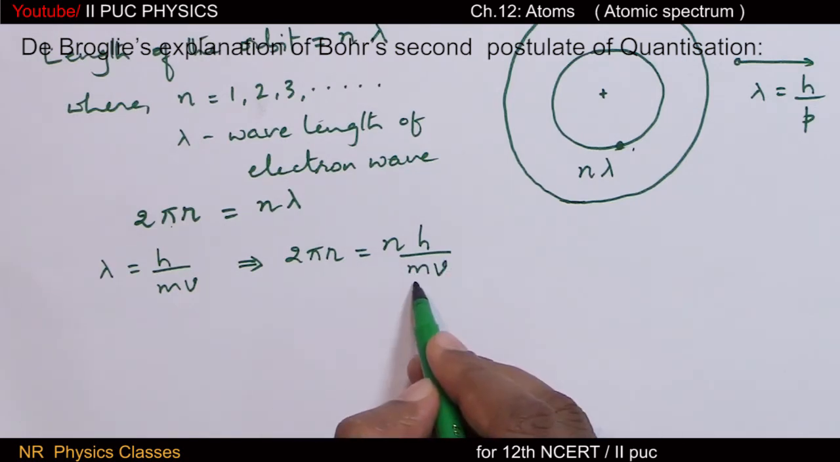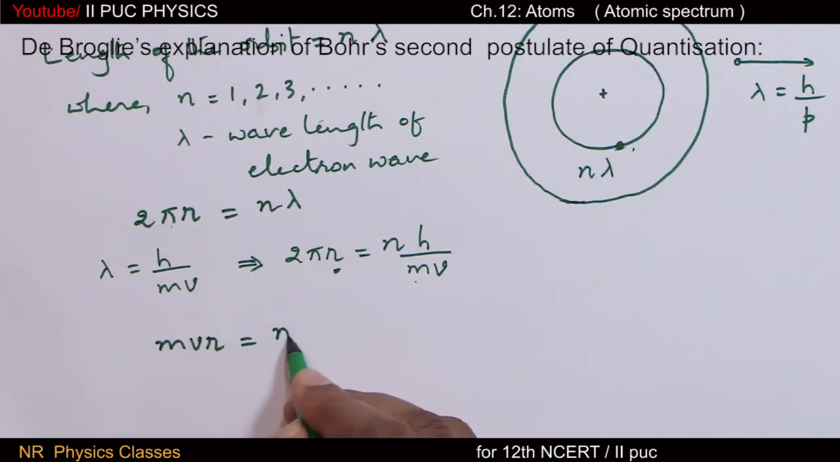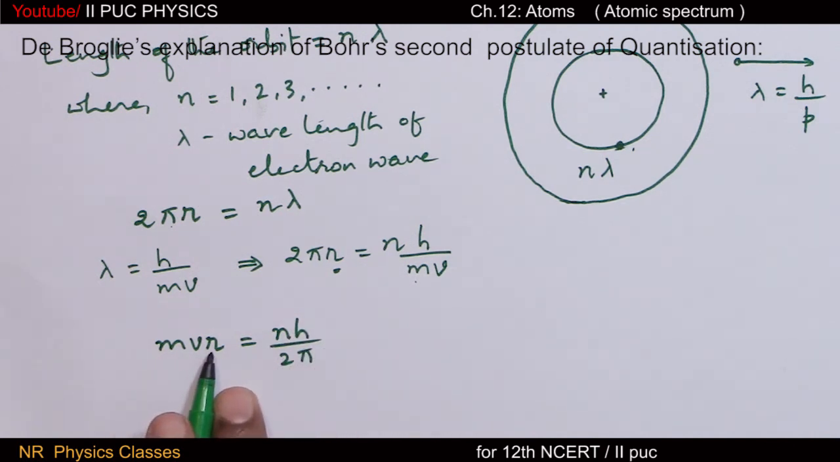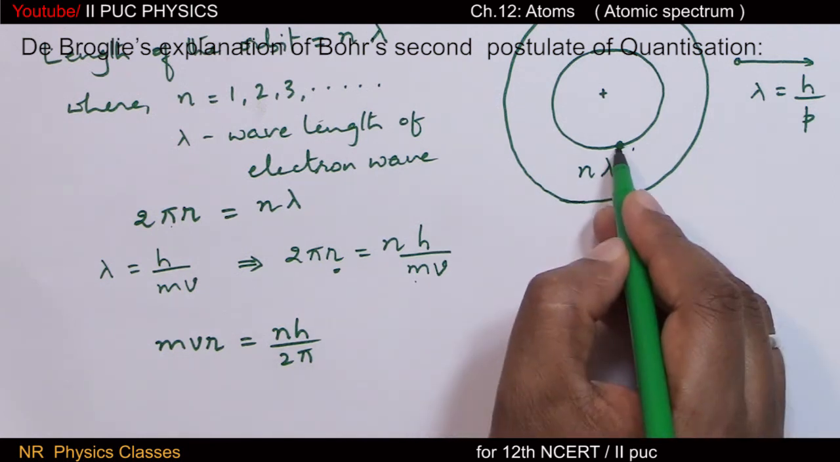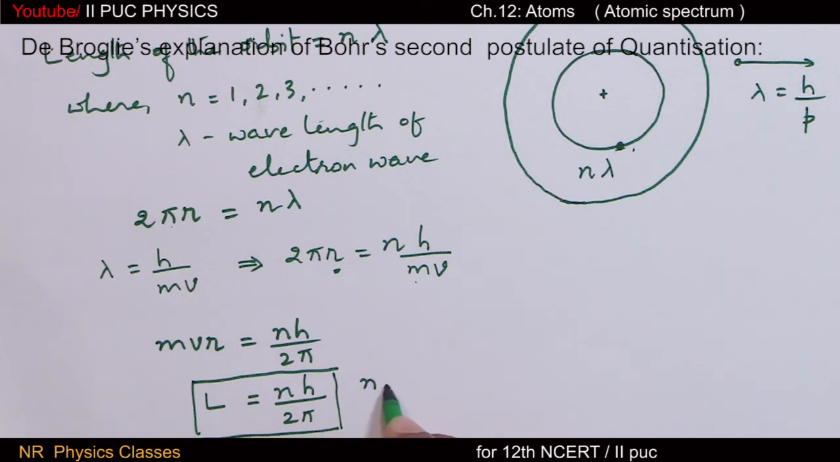Now collect mv and r. It is mvr equal to nh by 2 pi. We got the expression, isn't it? So mvr is the angular momentum of a point mass. Here the point mass is the electron. So angular momentum of the electron must be an integral multiple of h by 2 pi. And what is n? n equal to 1, 2, 3, etc.